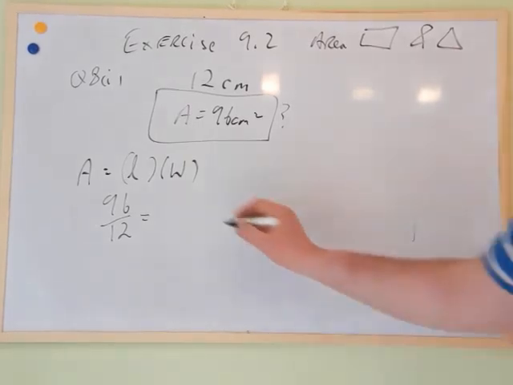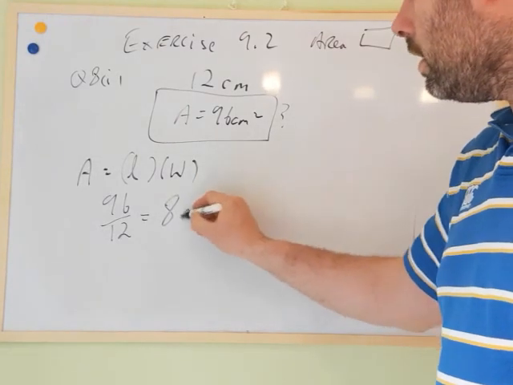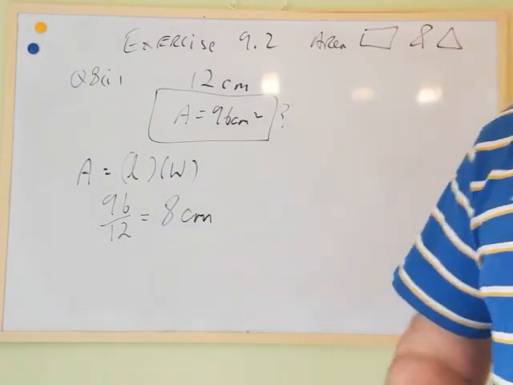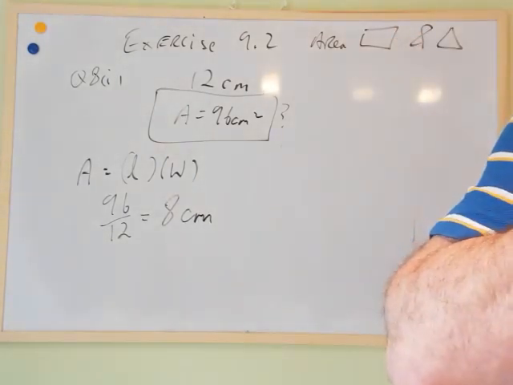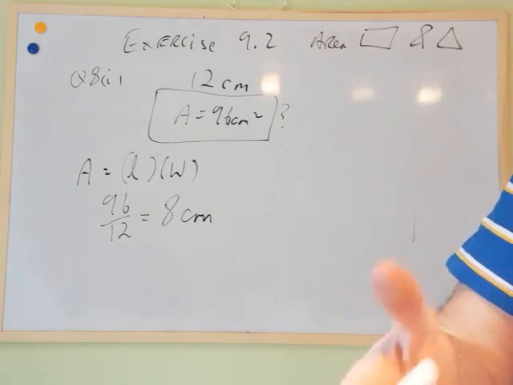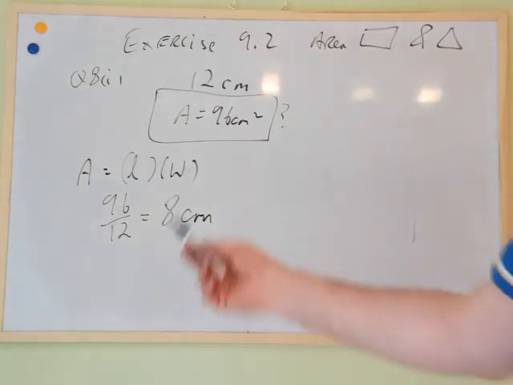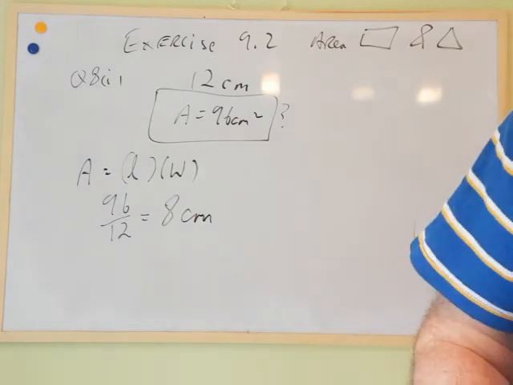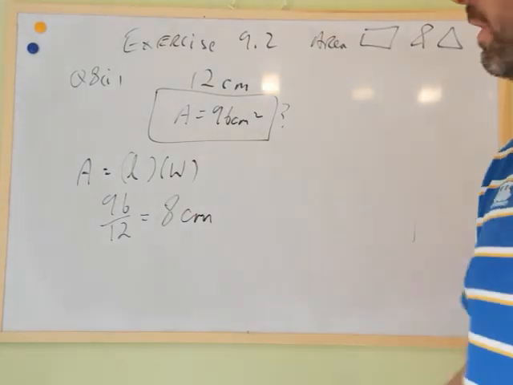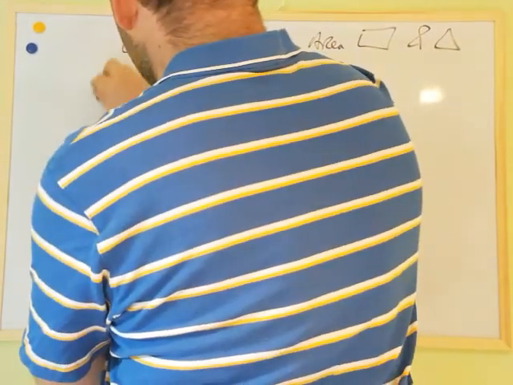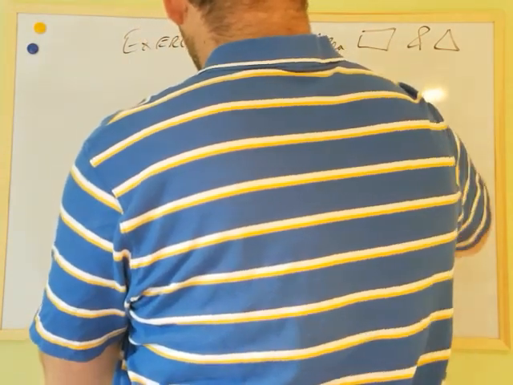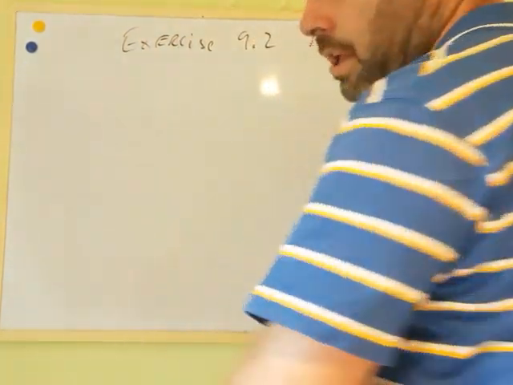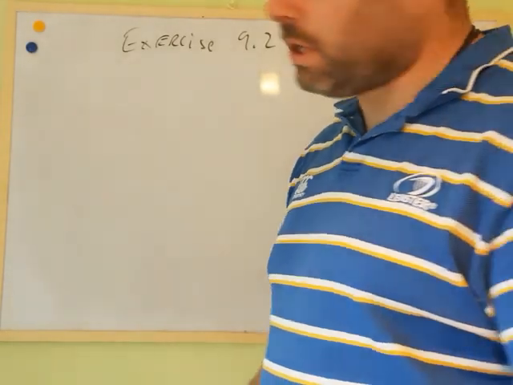Okay, so nice and simple, and the answer, of course, is 8. Sorry, just checking something. 8. Now 8 what? Centimeters. Okay? Question 8, part 2, part 3, it's the exact same. We're dividing the area by the length we were given.